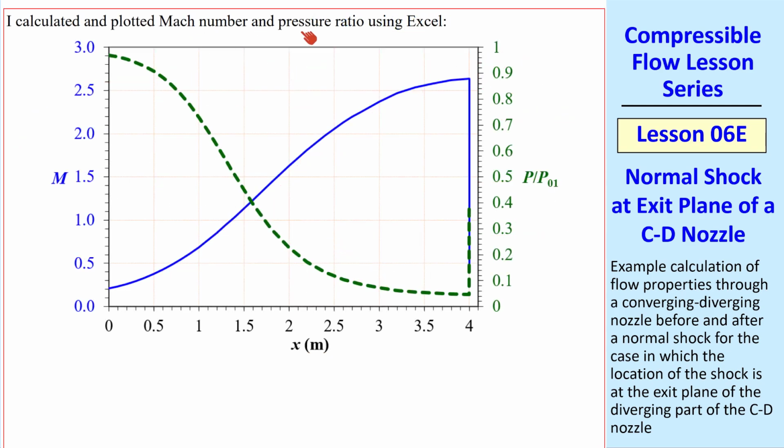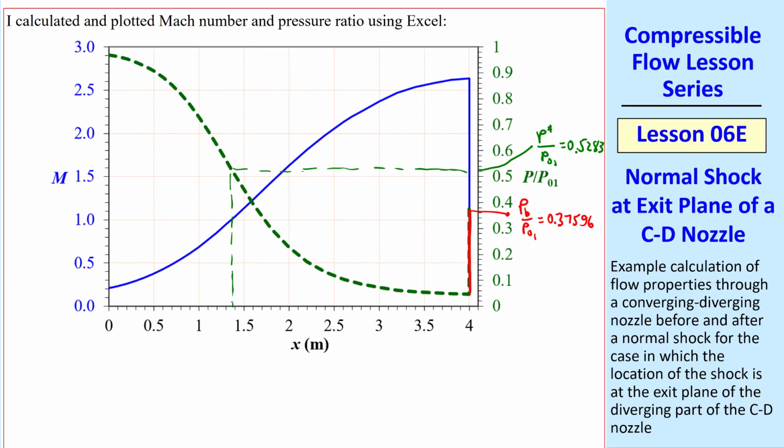I verified these calculations in Excel, and I plotted Mach number, the blue curve, and P over P01, the dashed green curve. In my example, the CD nozzle went from 0 to 4 meters, with the shock located right at the exit plane. This is the shock, the sudden rise in pressure, and this value is PB over P01, which was 0.37596. At this location, we have sonic conditions at P star over P01 is 0.5283, which occurs in my CD nozzle at around x equal 1.4.